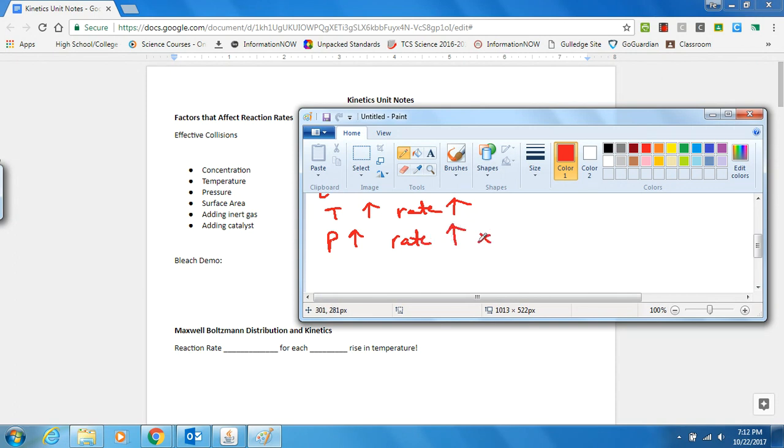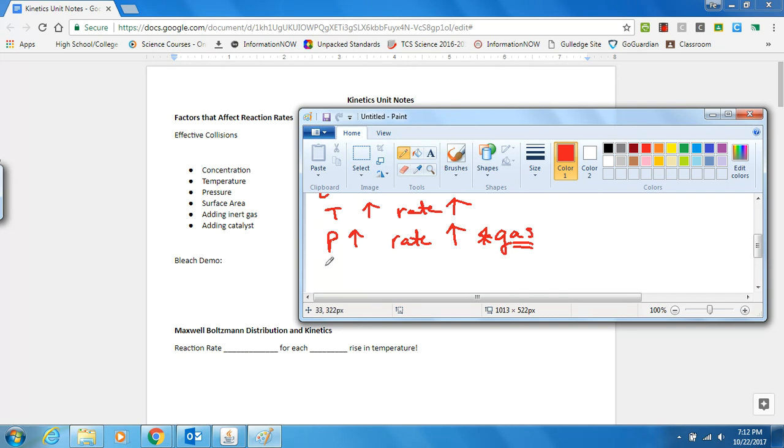Now we have to be careful with this, because what are the things that can be pressurized? I can't pressurize solids, I can't pressurize liquids, but I can pressurize gases. So when we're increasing pressure and looking at how it affects the rate, we have to be working with gases, because those are the only things that can be pressurized.